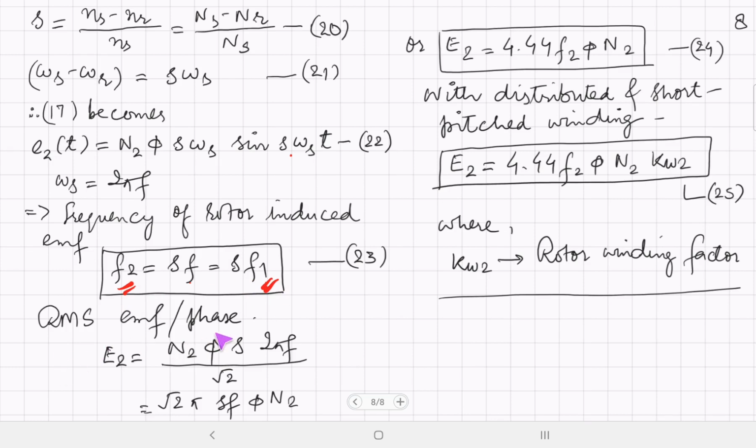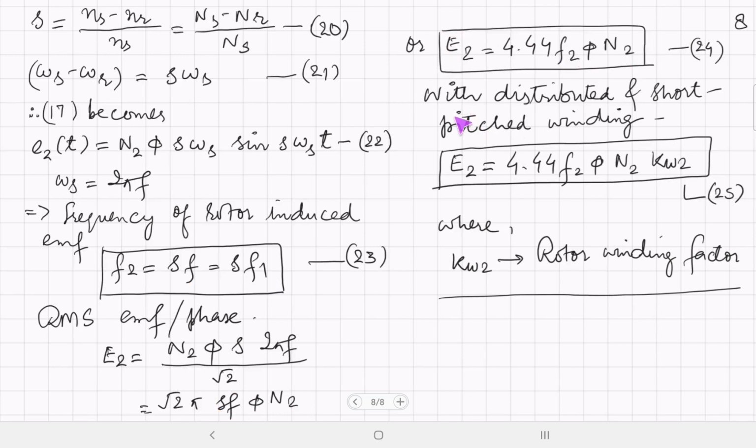Now, the RMS value of the EMF induced per phase of the rotor will be given by the peak value divided by root 2, which can be written as N2 phi S into 2 pi F divided by root 2, which simplifies to root 2 pi SF phi N2, which can further be written as 4.44 F2 phi N2. This is the expression for the EMF induced per phase of the rotor.